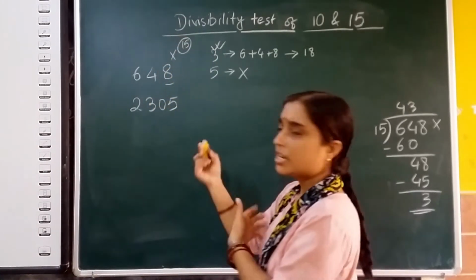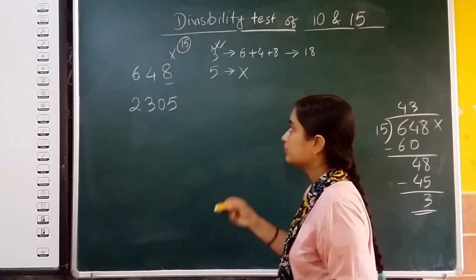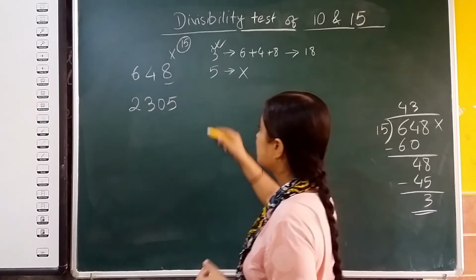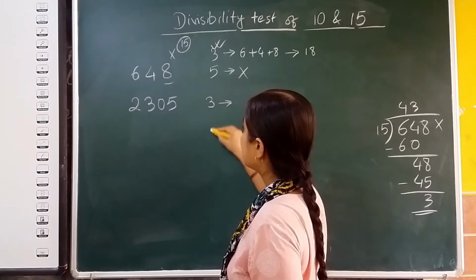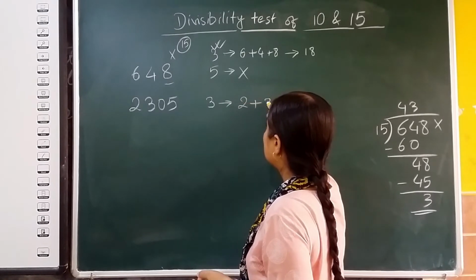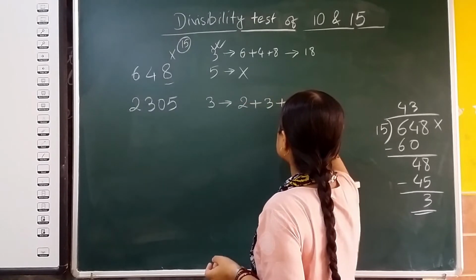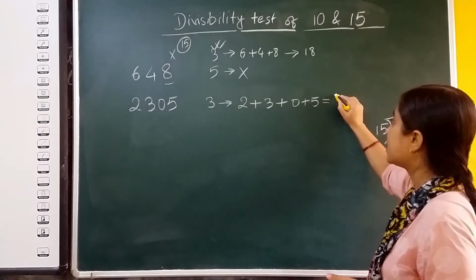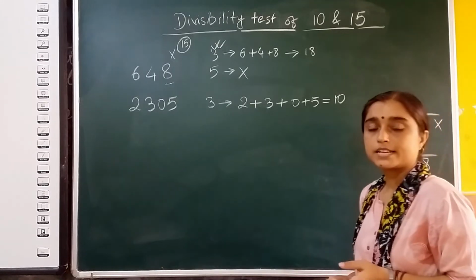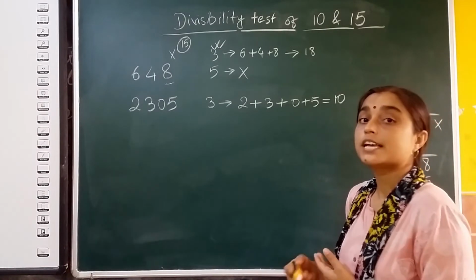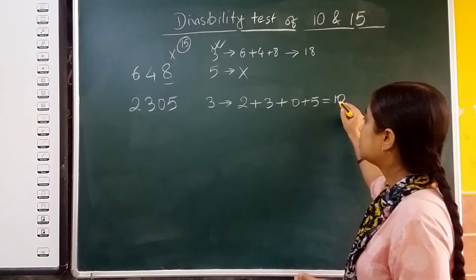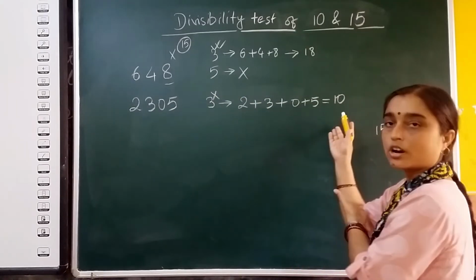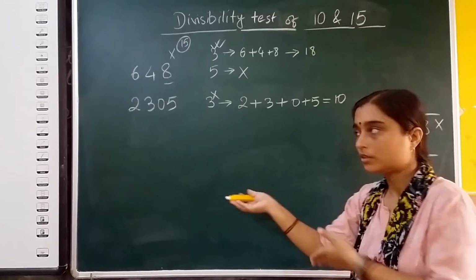Understood? Similarly, we can check for this number also. See, check first for 3, then 5. What is the check for 3? Add the digits: 2 plus 3 plus 0 plus 5. How much is it? 2 plus 3 is 5, 5 plus 5 is 10. And 10 is not divisible by 3. 3 threes are 9 and 3 fours are 12. So this number is not divisible by 3, as 10 is not divisible, so the whole number is not divisible.